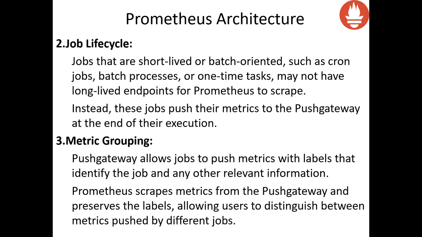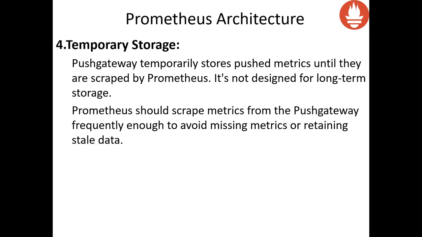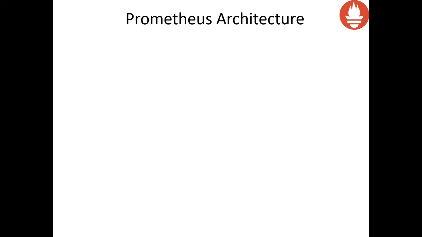Metric grouping: Pushgateway allows jobs to push metrics with labels that identify the job and any other relevant information. Prometheus scrapes metrics from the Pushgateway and preserves the labels, allowing users to distinguish between metrics pushed by different jobs. Now, temporary storage: Pushgateway temporarily stores pushed metrics until they are scraped by Prometheus. It's not designed for long-term storage. Prometheus should scrape metrics from the Pushgateway frequently enough to avoid missing metrics or retaining stale data.